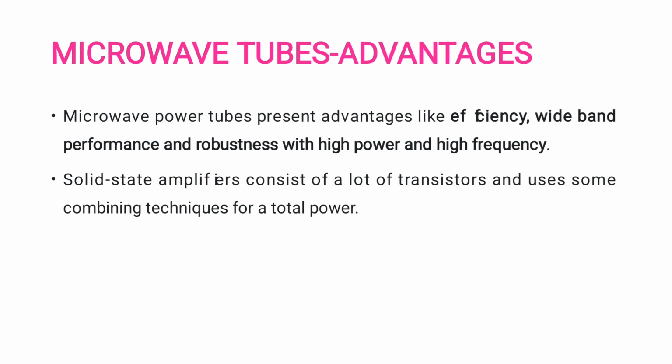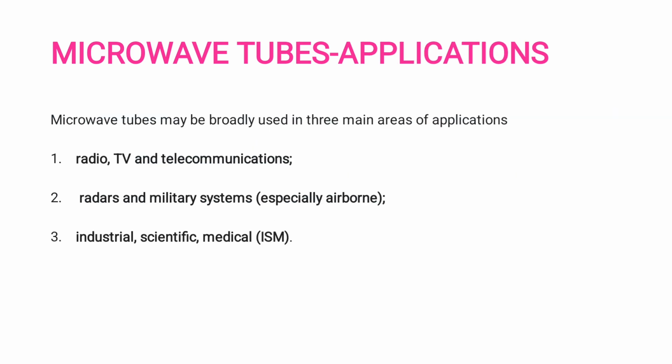Microwave power tubes present advantages like efficiency, wideband performance and robustness with higher power and higher frequency. Solid state amplifiers consist of a lot of transistors and use some combining techniques for a total power. And what are the applications? Why do we go for microwave tubes? They are used in radio, TV, telecommunications and radars and military systems, especially in airborne units, and industrial, scientific and medical systems. All of these use microwave tubes.